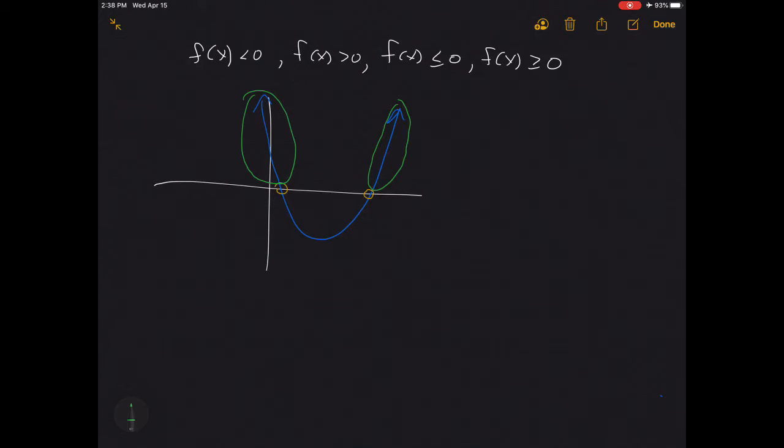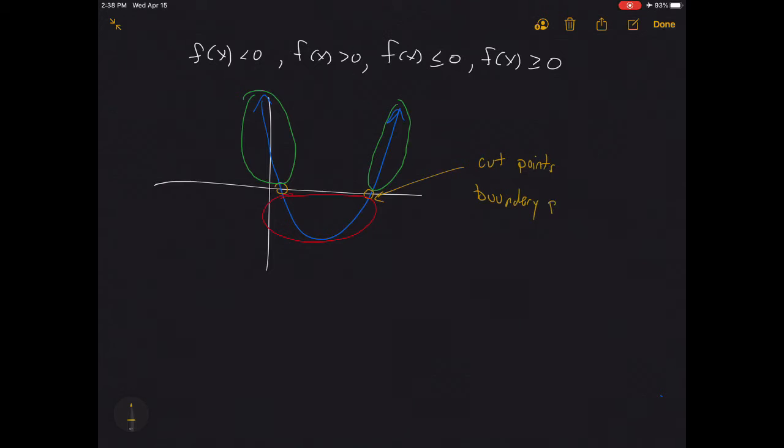But let's say that I'm interested instead in where the quadratic is less than 0. Well, then I'm talking about all of this section down here where the quadratic is less than 0. So I've got different intervals, and the intervals are separated by where the quadratic is equal to 0. Those points specifically are what we call our cut points, or boundary points.